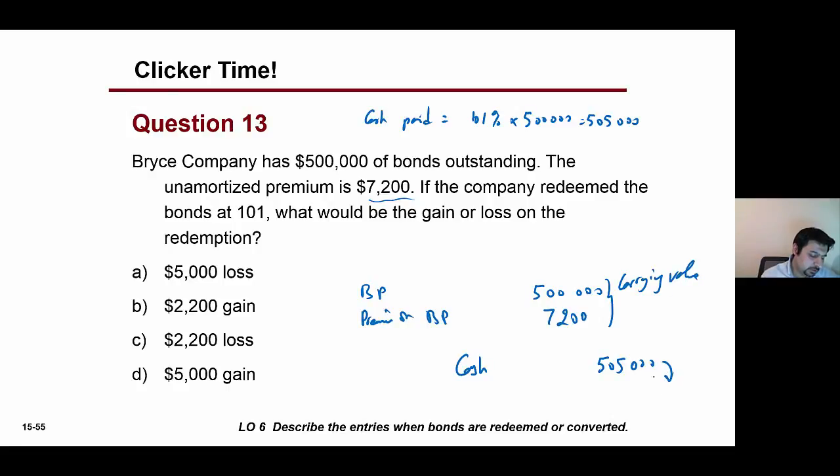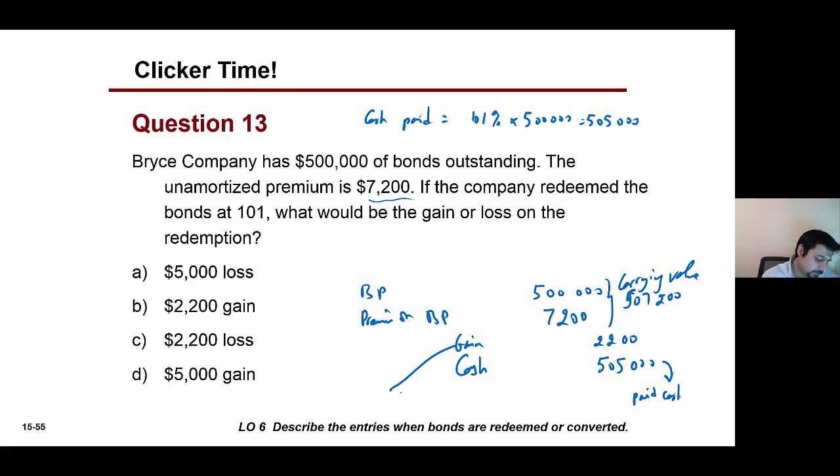This is paid cash. The difference between the two will be either a loss or a gain. Here the company is paying 505,000 for bonds that the company values at 507,200. As a result, the company will recognize a gain for the value of 2,200.